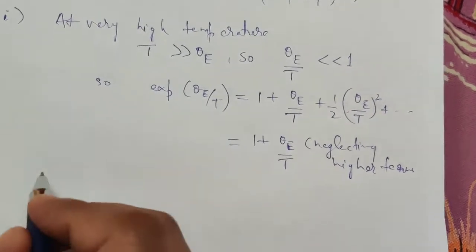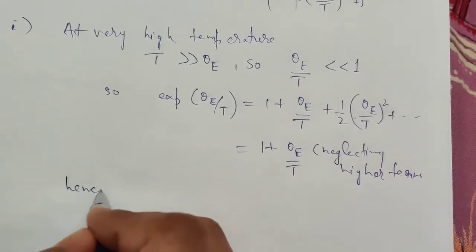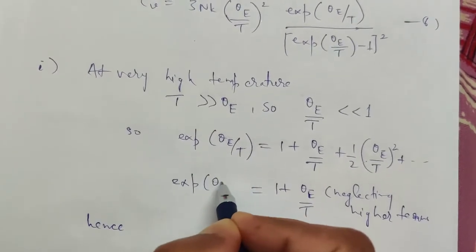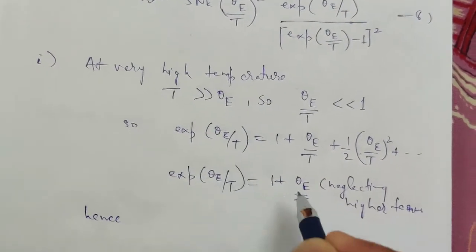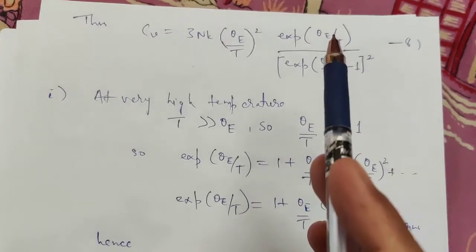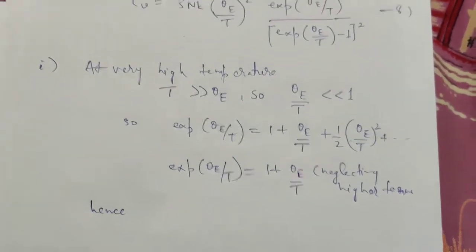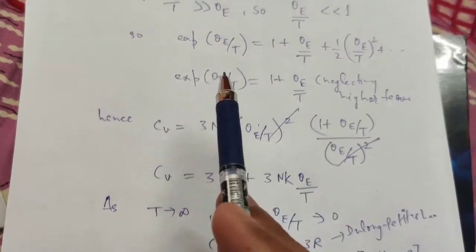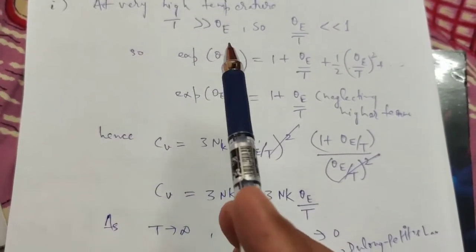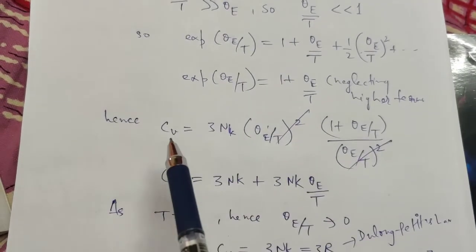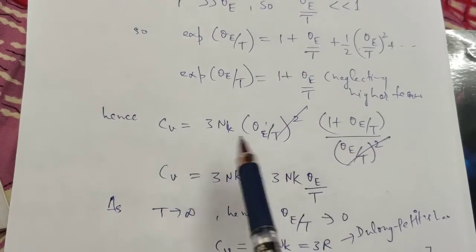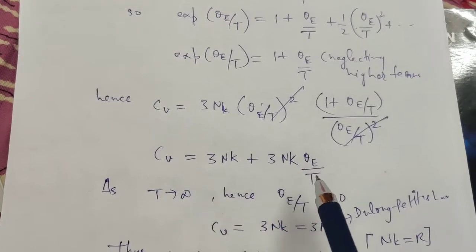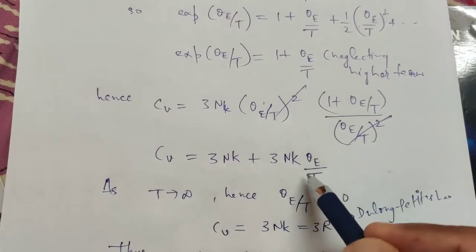So hence this exponential theta E upon T minus 1 will be theta E upon T. Let us put this into equation number 6. So now at high temperature this will be reduced into this term, so therefore we have two terms, 3nk plus 3nk theta E upon T. Additional term is this term.